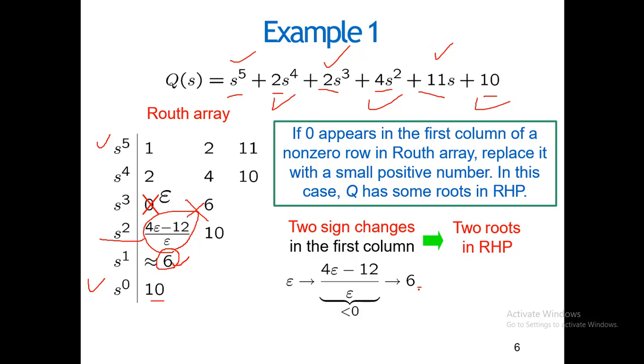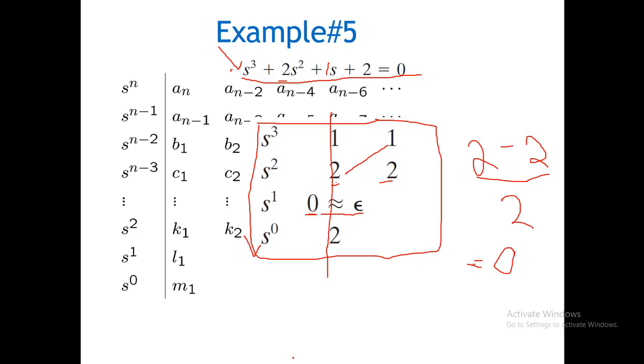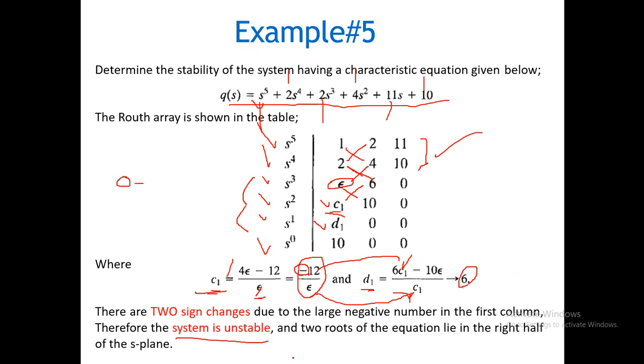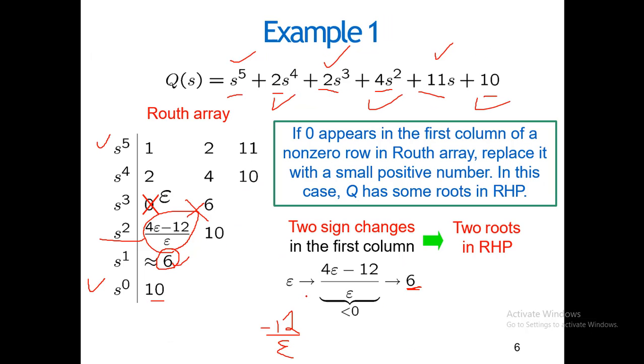You can see that this is nothing but this minus 12 divided by epsilon. You see that this is the same example which we discussed in the previous slide. This is the same example. It is also done over here.